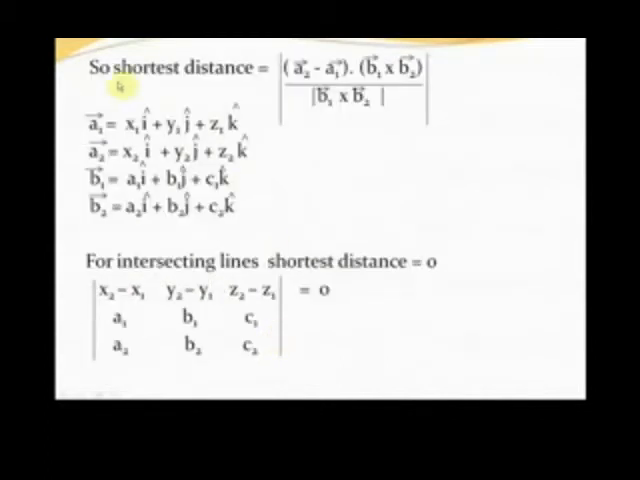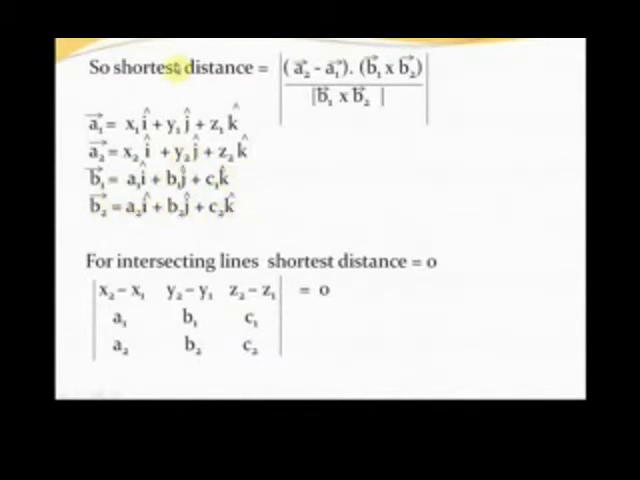Now we know that the shortest distance is modulus of (a2 minus a1) dot (b1 cross b2) divided by the modulus of b1 cross b2. Now a1 vector is x1 i cap plus y1 j cap plus z1 k cap, a2 vector is x2 i cap plus y2 j cap plus z2 k cap, b1 vector is a1 i cap plus b1 j cap plus c1 k cap, and b2 vector is a2 i cap plus b2 j cap plus c2 k cap.